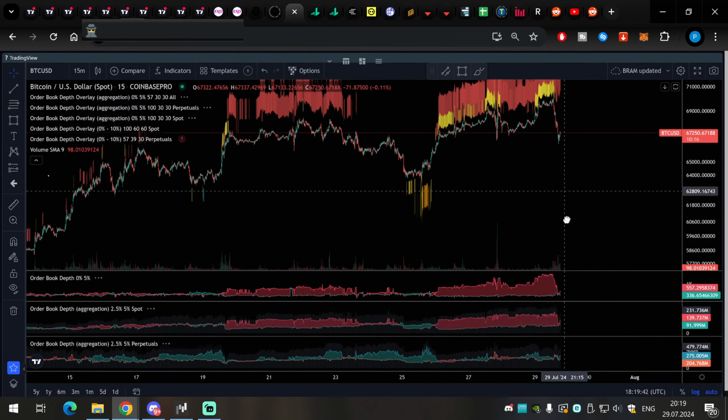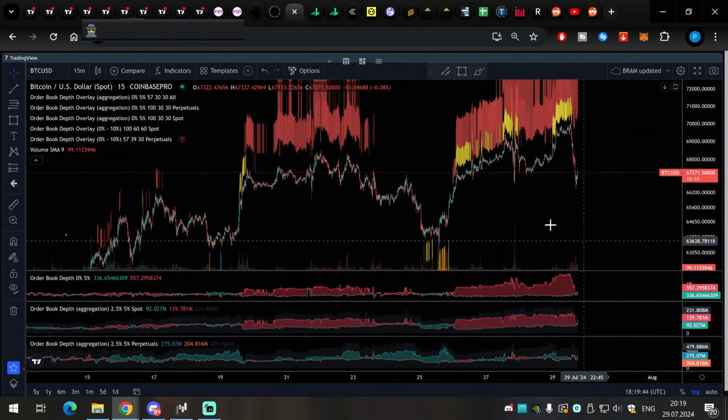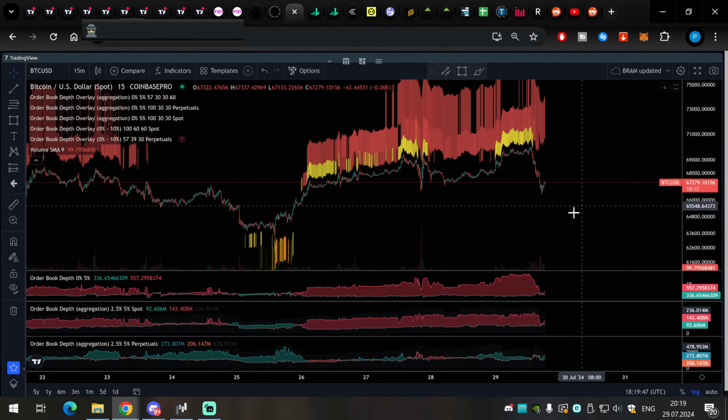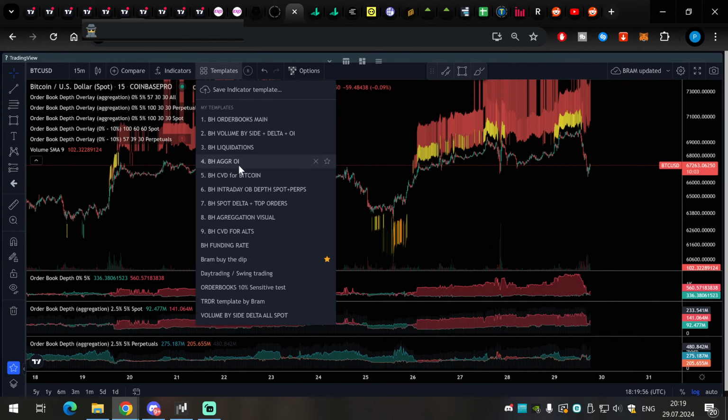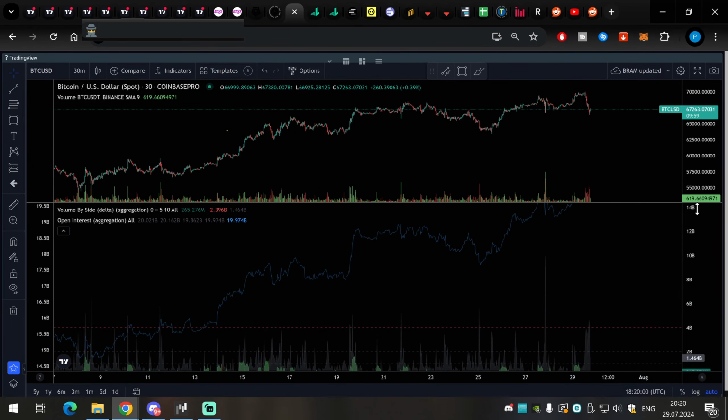But order books, look at that. We are seeing that pressure. I was already showing you one of the screenshots, but also look here. We had about 6 times more shorts on Coinbase, and I also have another template where I can show you. This one is also useful.